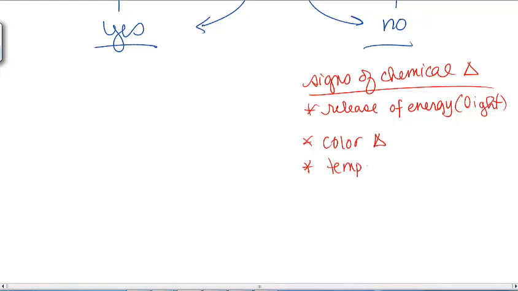Yes, those are both, yeah. Temperature change, which doesn't have to be a release of energy. So it can be a change in energy away. Temperature change, which is also falling under an energy change. What else?